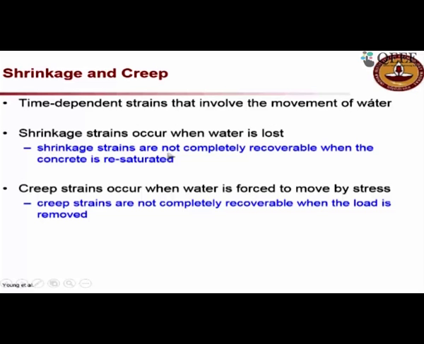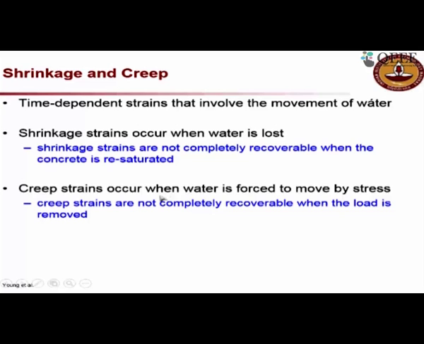The shrinkage strains are not completely recoverable when the concrete is resaturated. What it means is, when initially you see concrete shrinking because of drying, it's not that if you soak the concrete again, you will regain the original shape. It doesn't always happen. There is some permanent deformation which can happen in the concrete.